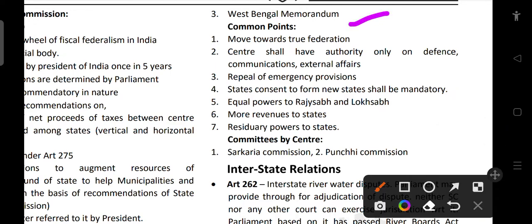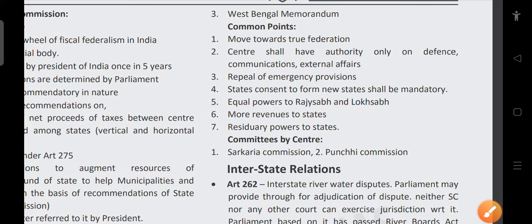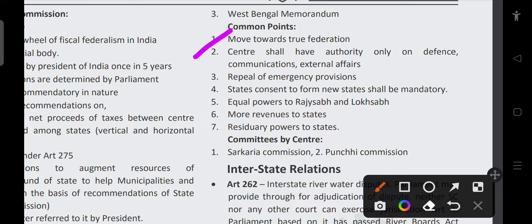What are the common points mentioned in all these recommendations? Move towards a true federation. The Center shall have authority only on defense, communication and external affairs. In the remaining matters, let the states take over and have independent authority, but the recommendations were not taken into consideration. Then, repeal of emergency provisions.